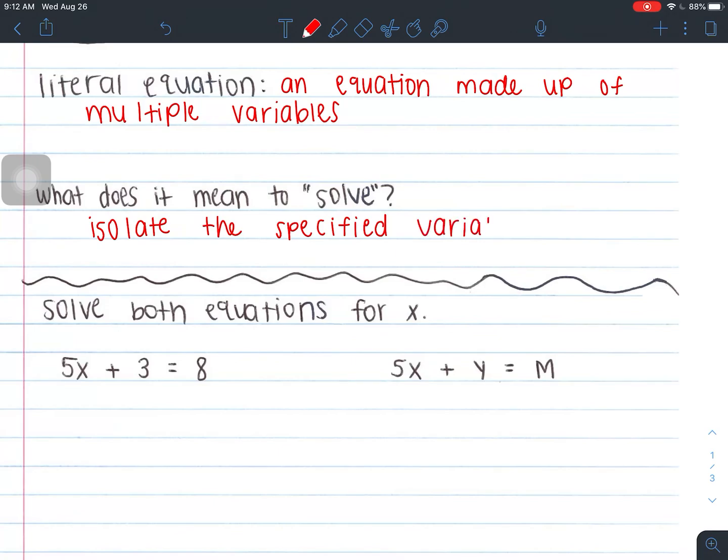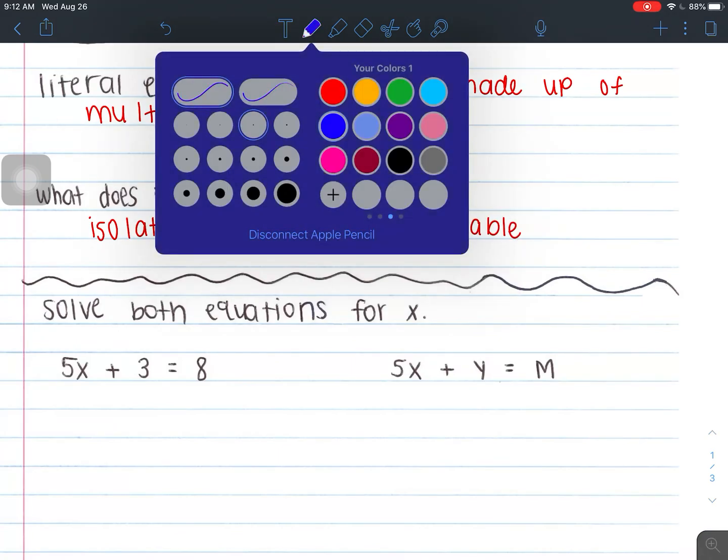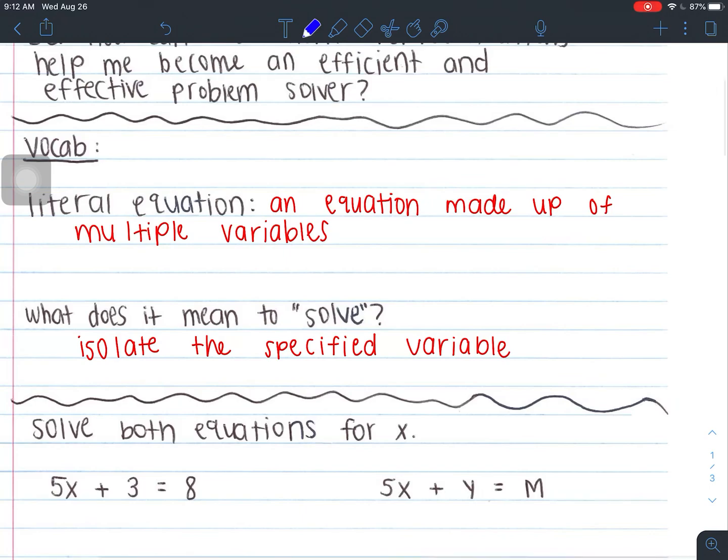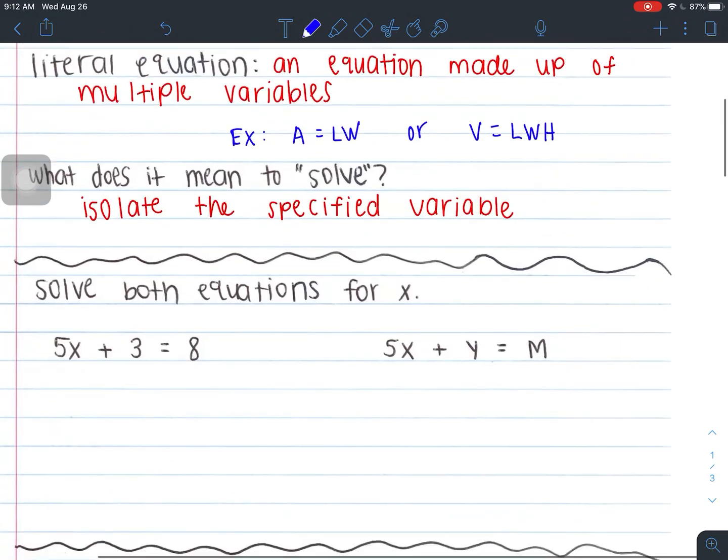And I'll go ahead and give you some examples of literal equations. And there's some equations that you've seen before. So for example, some literal equation examples would be A equals L times W. Area equals length times width. That's the area formula for a rectangle. That is a literal equation. Or maybe V equals LWH. Volume equals length times width times height. Those are literal equations. They're made up of more than one variable. It can also consist of numbers as well.